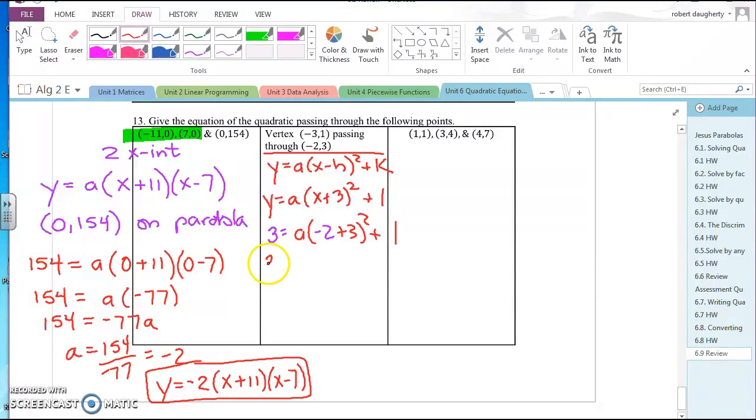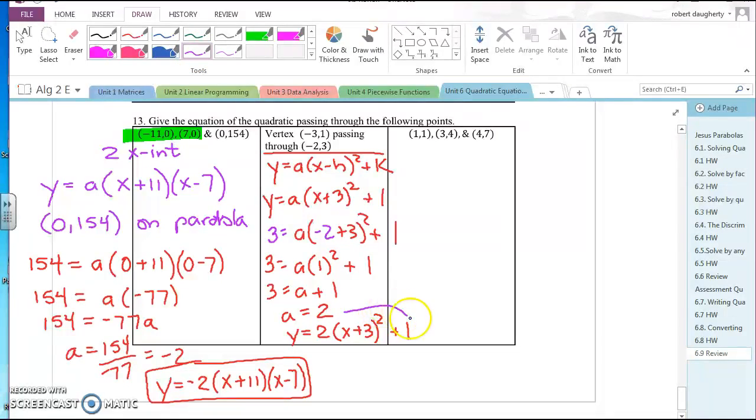So here I get 3 is equal to a. 3 minus 2 is 1, so this is just 1 squared plus 1. So 3 is equal to a plus 1. A is equal to 2. So this one, the final answer is y equals 2, x plus 3 squared plus 1. So that is the final answer for this middle problem.